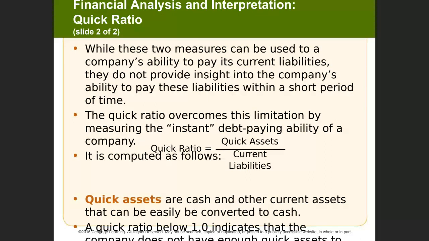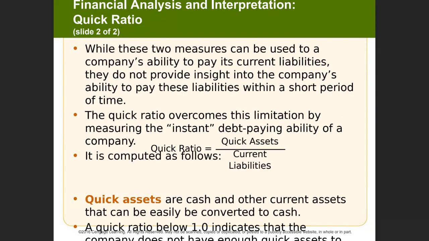While these two measures can be used to assess a company's ability to pay its current liabilities, they do not provide insight into the company's ability to pay these liabilities within a short period of time. So we have a quick ratio. The quick ratio overcomes this limitation by measuring the instant debt-paying ability of a company.